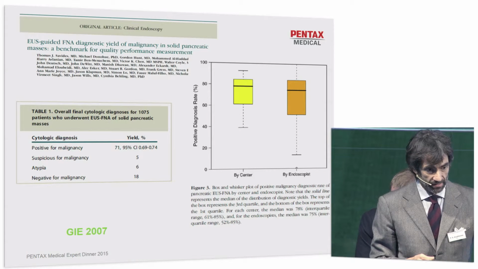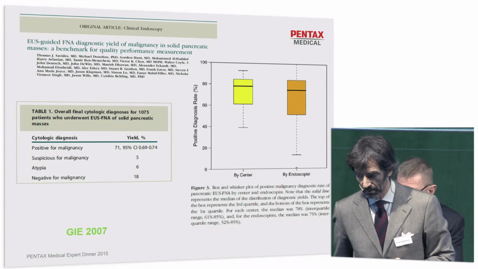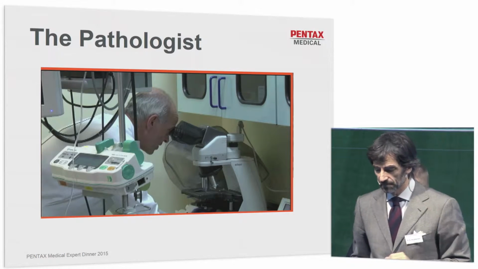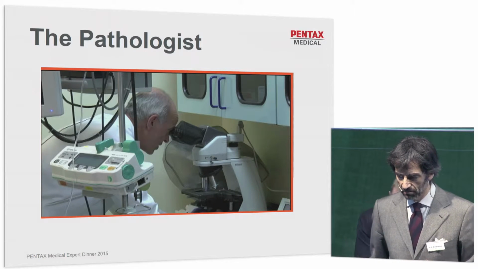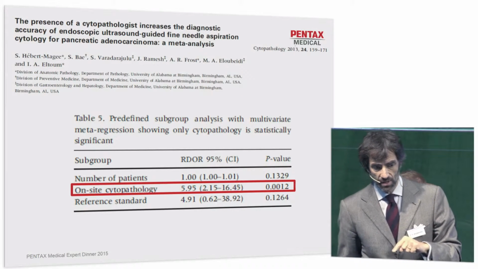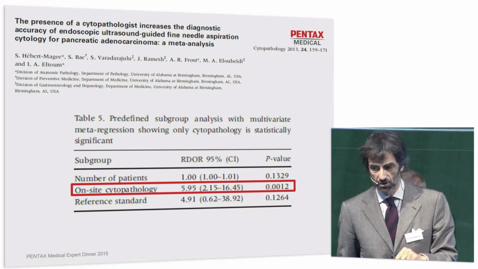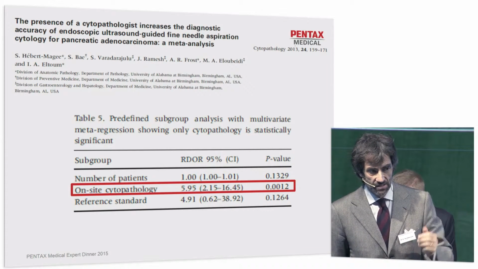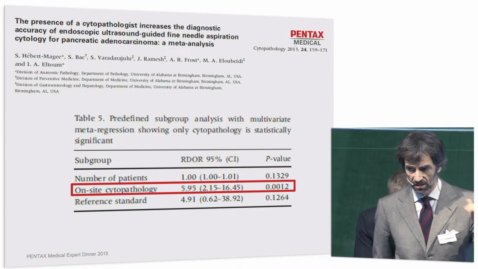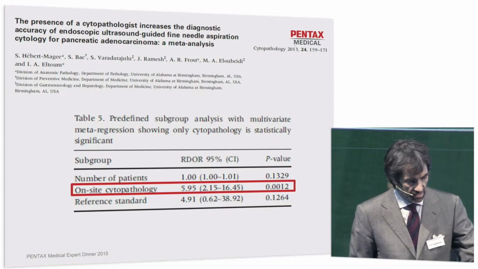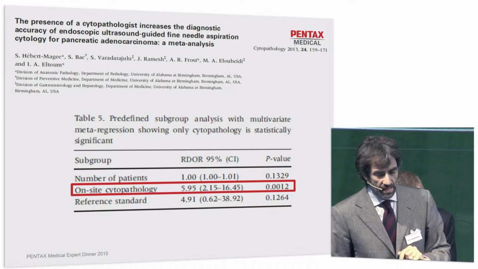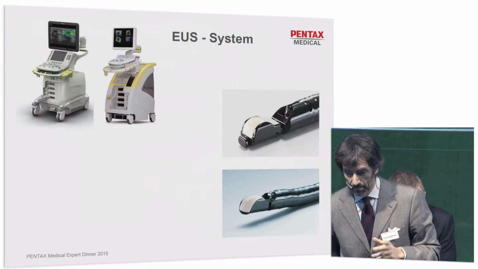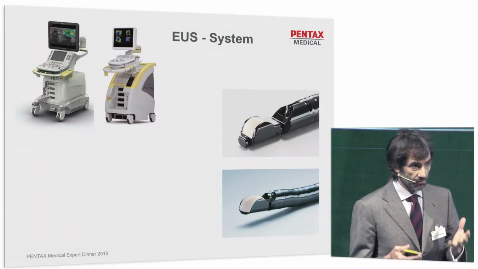And on the other hand, if the lower is decreasing our capability. And the pathologist is very important. The pathologist is a great part of this team, because we know that if we have a very expert pathologist on site in the room, we significantly increase the yield of EUS-FNA, we significantly increase the accuracy, and we significantly decrease the number of examinations that we have to repeat because of an inadequate specimen. But the instruments are very, very important.